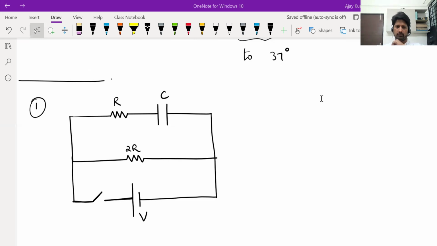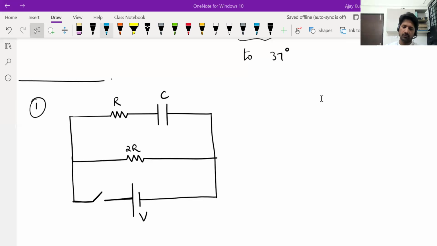The current flows through only the 2R resistance branch. So you are saying there will be no current in the upper branch. Why? No. Initially, it flows through both the branches. After steady state, it does not flow through the second branch.